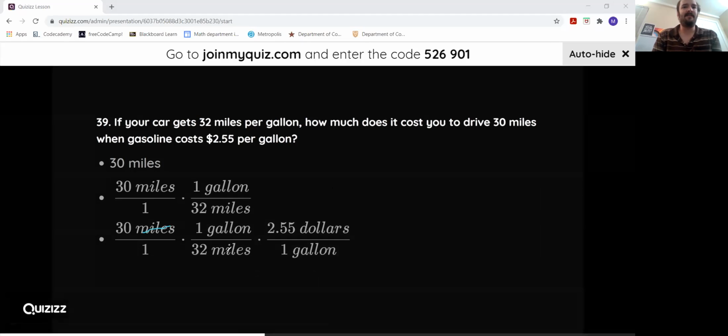So that my miles simplify out of my miles here. And I know my gallons simplify out of my gallons here. I end up with something that is dollars on top. And so I multiply through on top, I multiply through on bottom, I divide the top by the bottom, and I have my solution.